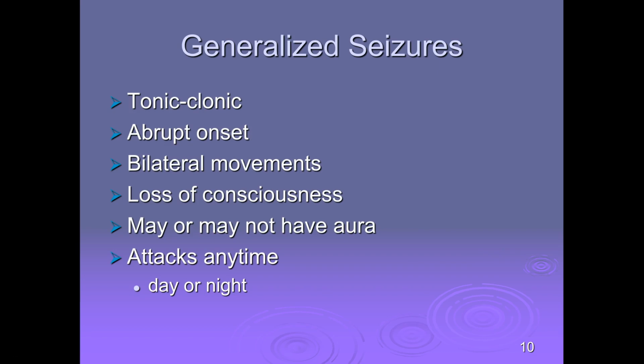Generalized seizures is what you think of probably the most frequently when you think of seizures, also known as epileptic, grand mal, tonic-clonic seizures. All of those fall under the generalized seizures category. They typically have an abrupt onset, do have bilateral movements, they do lose consciousness, they may or may not have an aura, and it attacks anytime, day or night.